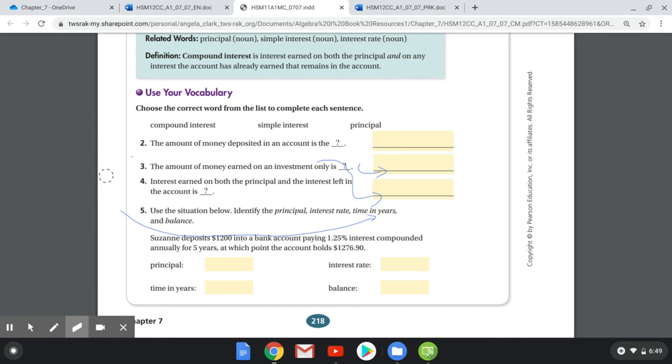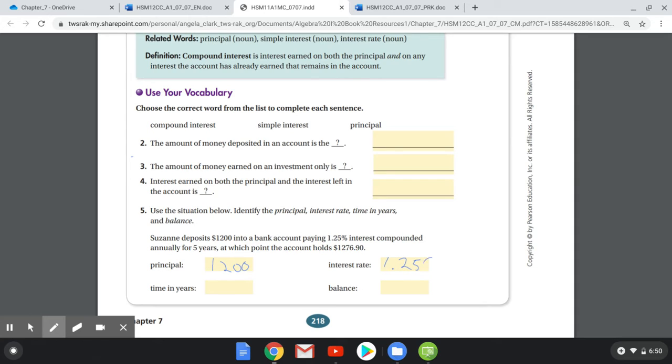Okay. So, gotta erase this. All right. So let's pick apart this word problem. So Suzanne deposits $1,200 into a bank account paying 1.25% interest compounded annually for 5 years, at which point the account holds $1,276.90. So the principal is the amount that she started with. So she started with $1,200. So that's the principal.